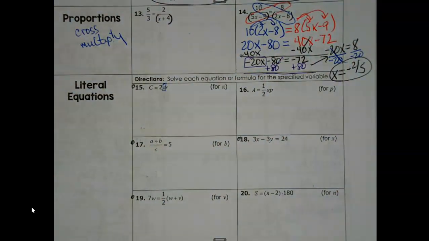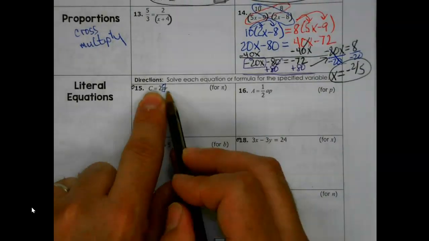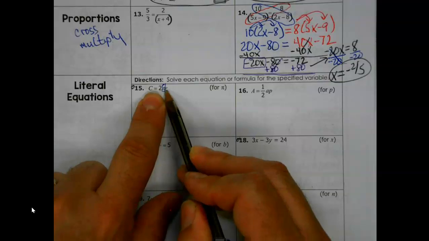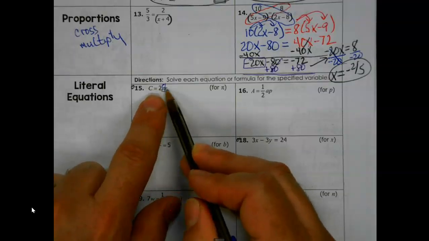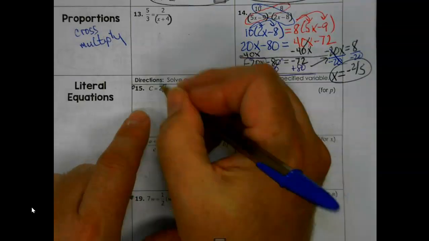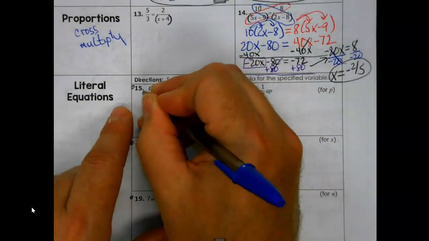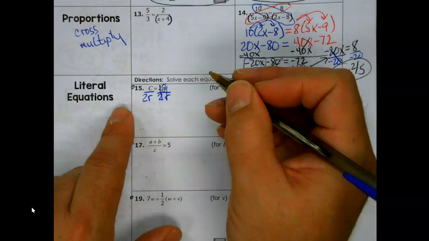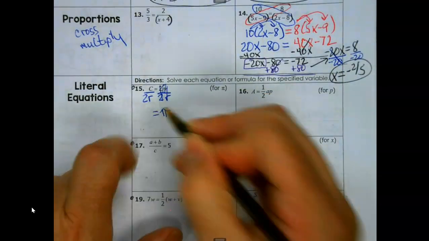So here's what you've got to think about. What am I doing to pi? I'm multiplying it by 2 and r, because that says 2 times pi times r. Well, if I'm multiplying by 2 and r, what's the opposite of multiplying? Dividing. So we're going to divide by the stuff that's not pi, the 2 and the r. So on this side, all I got left is pi.